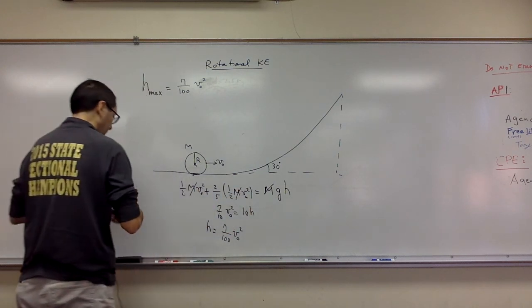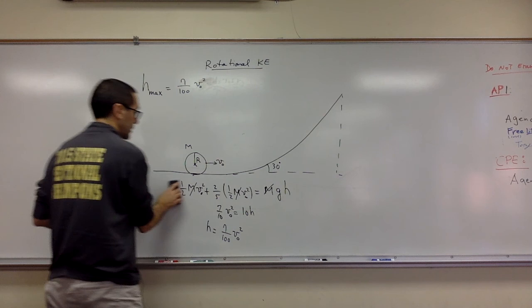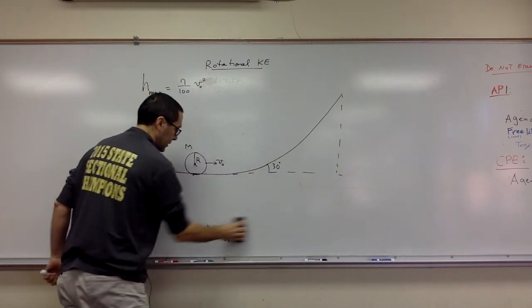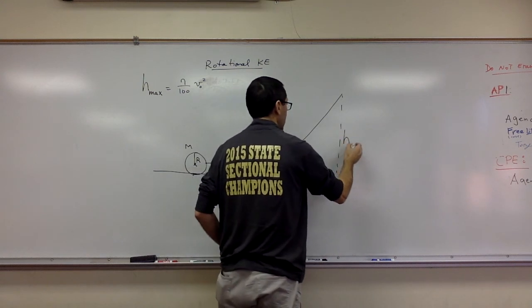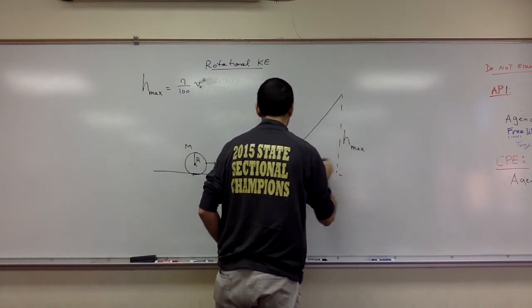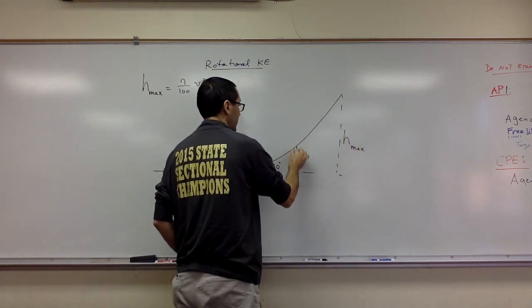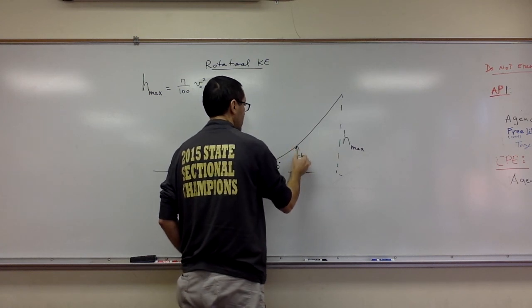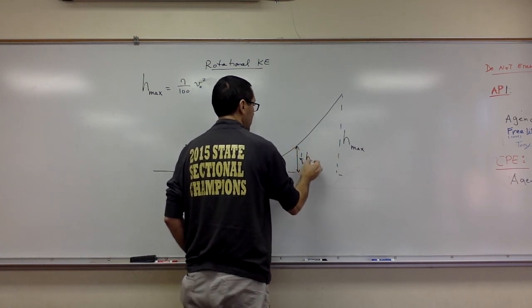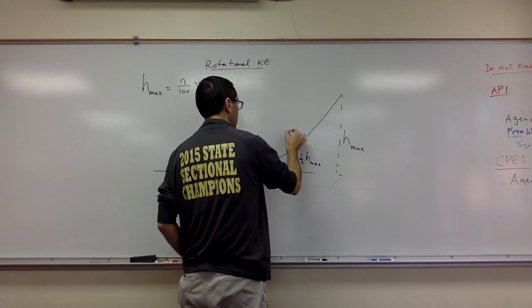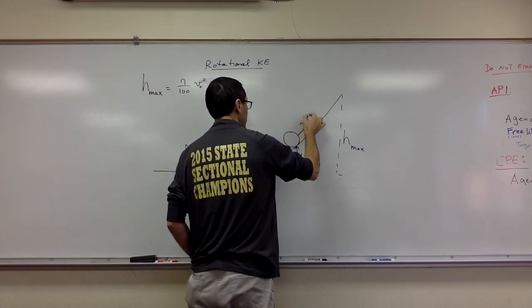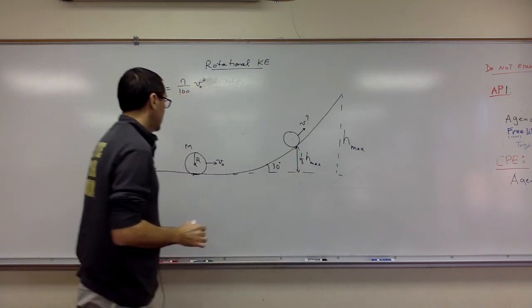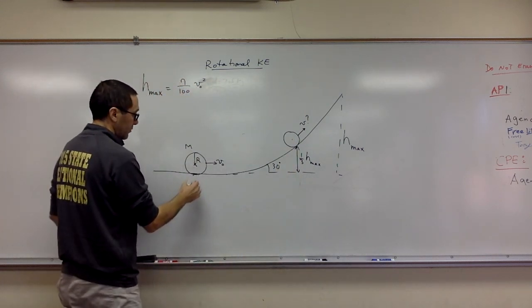Okay. Now the next question is, how fast is he going to be going when it's only, I don't know, maybe we'll say a third of the way up. So this is a third of h max. I want to know its linear speed at this moment here. I want to find this v. Right? So I should not have erased this, but anyway.